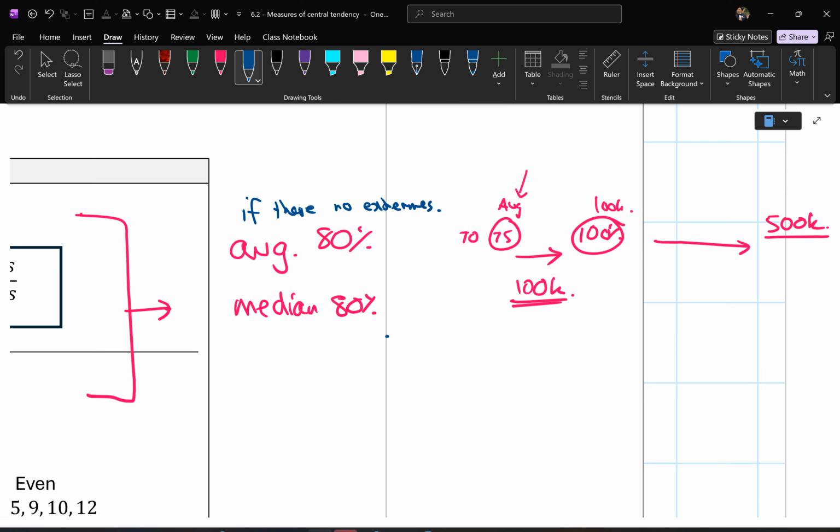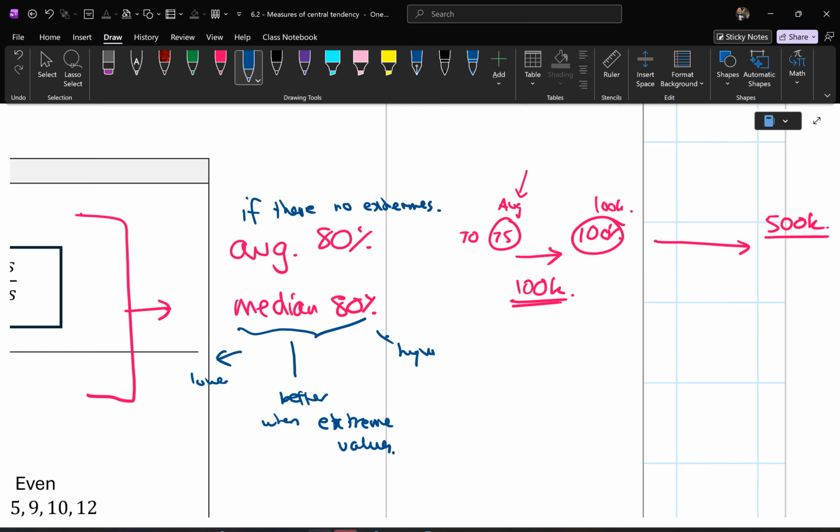But median doesn't care about what everyone else gets. It just ranks them. So the 50th, right, the middle, that's why it doesn't matter who gets the lowest or who gets the highest. Median is better when extreme values are present. So you do not use the average when you have extremes.